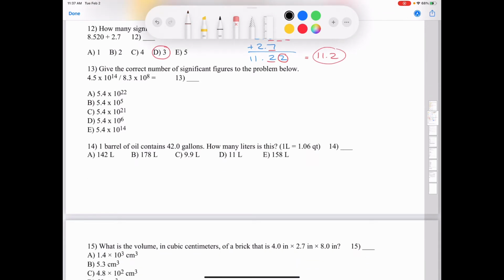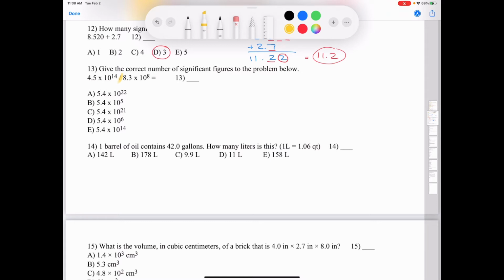In number 13, it says, give the correct number of significant figures in the problem below. Well, this one is just a matter of being able to punch this into your calculator and knowing how to use the scientific notation function. And when you put in 4.5 times 10 to the power of 14 divided by 8.3 times 10 to the power of 8, what are we going to do to those exponents, 14 and 8? We're going to subtract 8 from 14. And so that would leave us with 10 to the power of 6 left over.